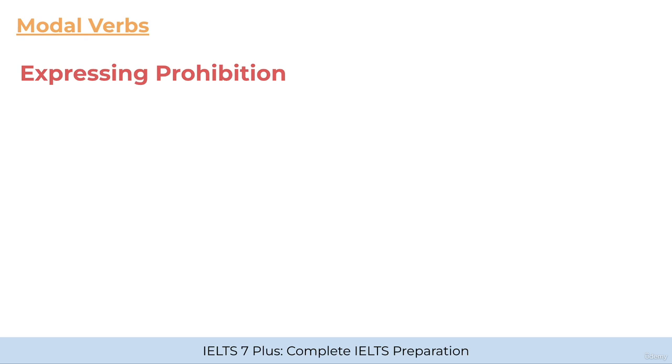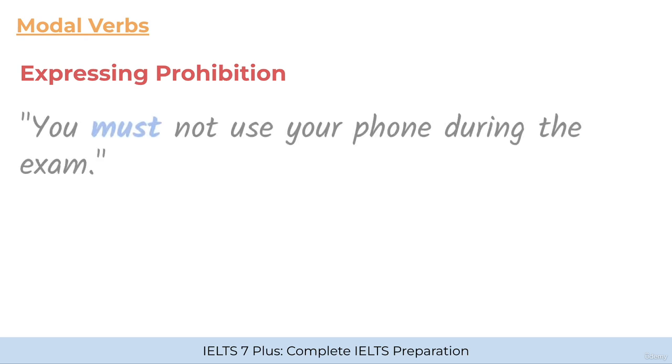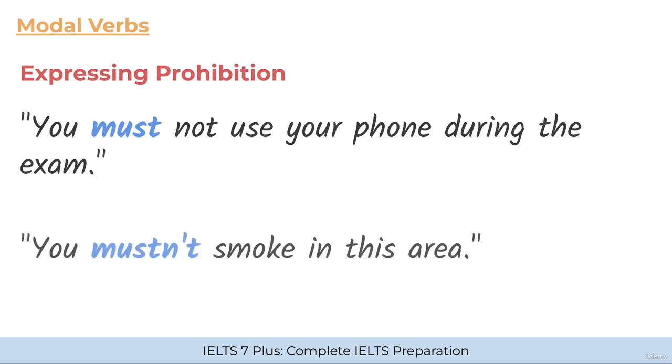Okay, prohibition, something that's not allowed. You must not use your phone during the exam. You could also say mustn't here as well. We've got it here. You mustn't smoke in this area. So must not, mustn't. You can use not with these modal verbs as we've mentioned before.